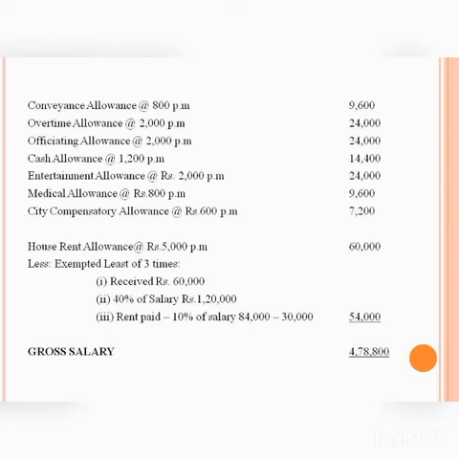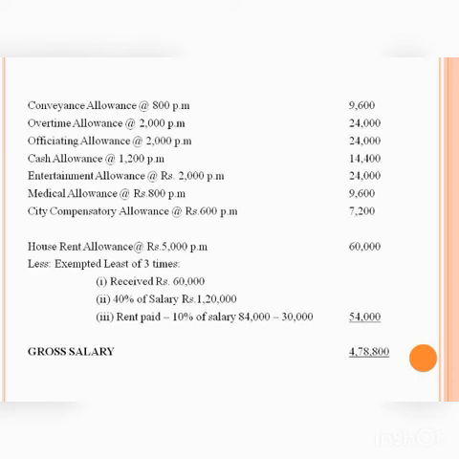Then overtime, fully taxable, write down in the outer column. Then officiating also, fully taxable, in the outer column, the full amount. Cash allowance, there is no actual expenditure, so fully taxable, in the outer column. Entertainment allowance, he is not a government employee, so fully taxable, so in the outer column. Fixed medical allowance also, fully taxable, in the outer column. City compensatory allowance also, fully taxable, so in the outer column.